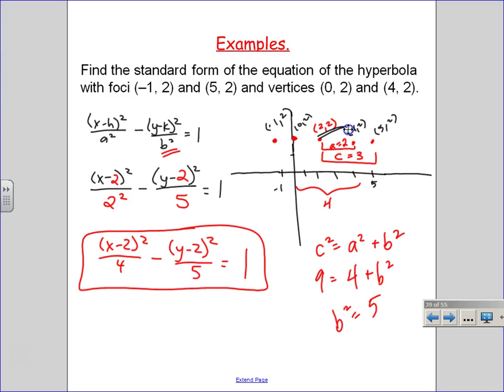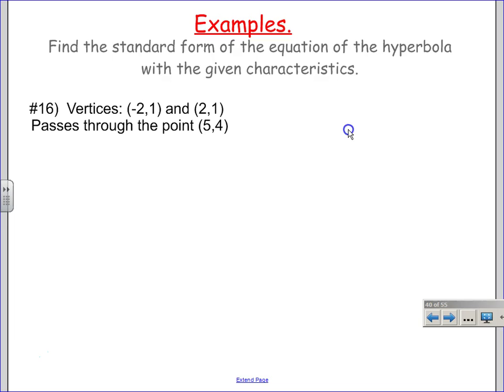Did they even make me sketch the hyperbola? Nope. They just said find the standard form, so I don't even need to worry about asymptotes. But this one says, oh, still just find the standard form. Okay, cool. They're not making me sketch it. I don't have to worry about how narrow or broad my branches are for the asymptotes until they ask for them.